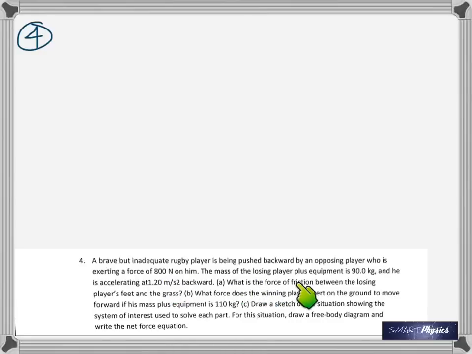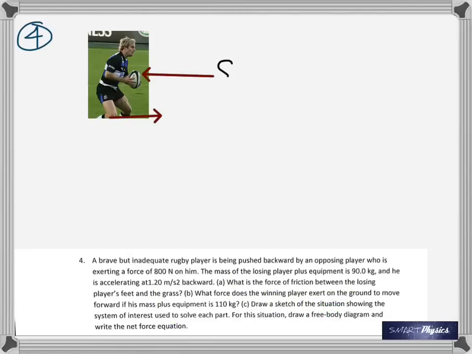No. So the mass of the losing player plus the equipment is 90 kilograms, and he is accelerating. The losing player is accelerating at 1.20 meter per second squared backward. Let me ask you this. What's the system of interest here? Is it the losing player or the winning player? Which is the system of interest? The losing player. Now it says, what is the force of friction between the losing player's feet and the grass? I couldn't have got a better diagram than that, you agree, okay?